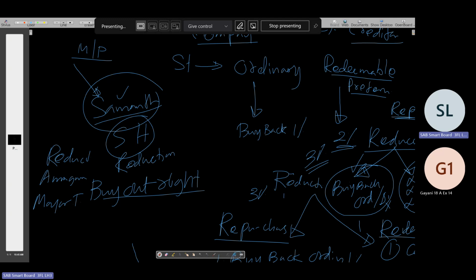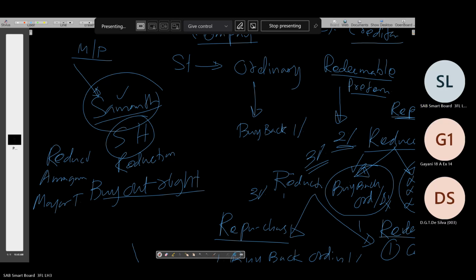And as a single shareholder, this person is entitled to implement the minority buyout. Because of the reduction, he opposed it, he can request the company to purchase his shares.